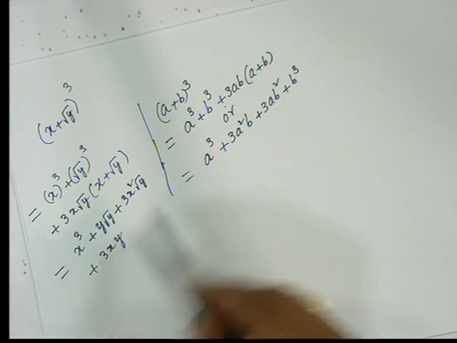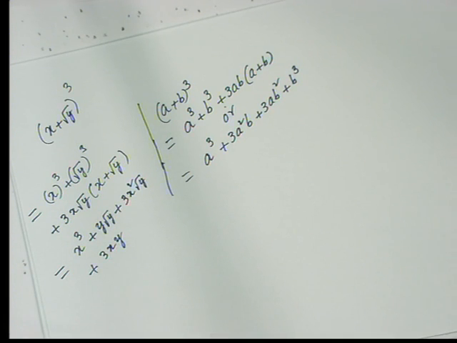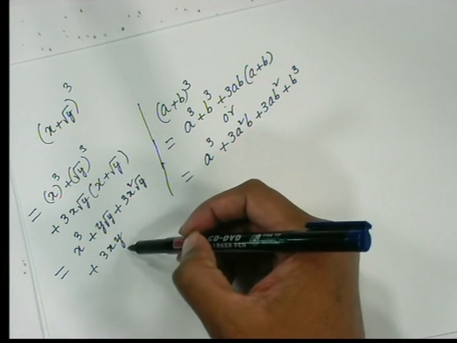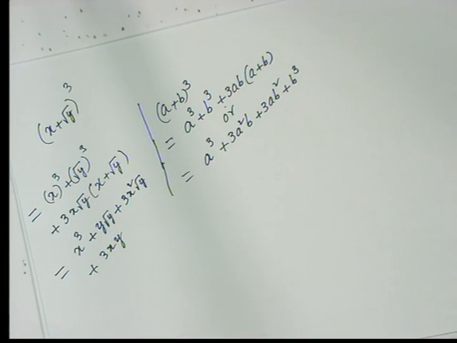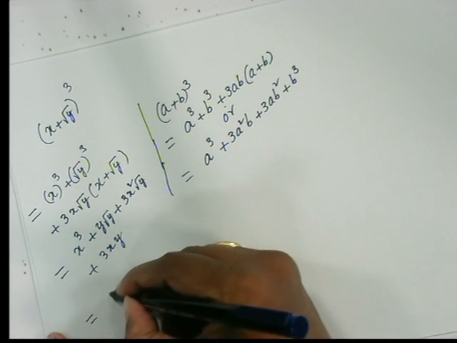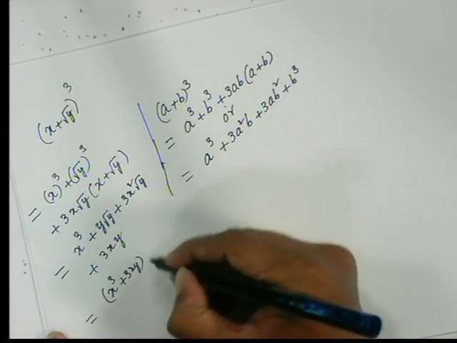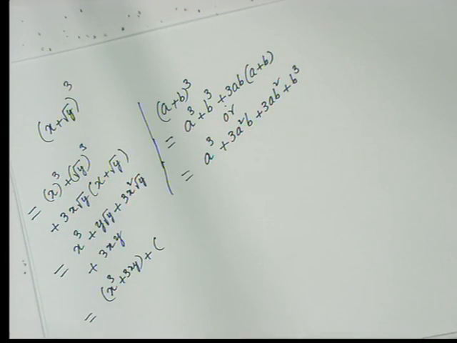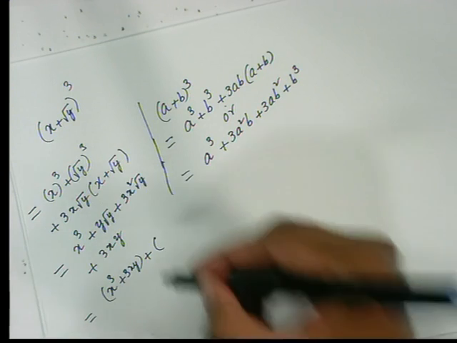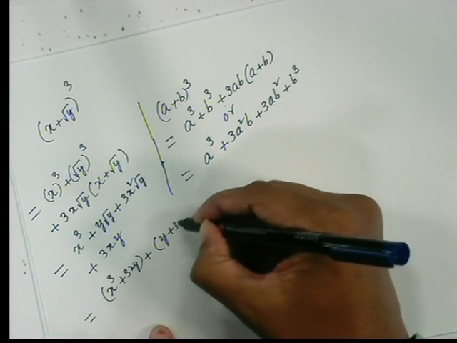Now here how many terms are there? 4 terms. Of these 4 terms, x cube and 3xy are rational terms, whereas these 2 terms are irrational terms. Let us separate rational terms and irrational terms. Okay, x cube plus 3xy plus, okay, this root y shall we take out common? Yes, (y plus 3x square) root y.